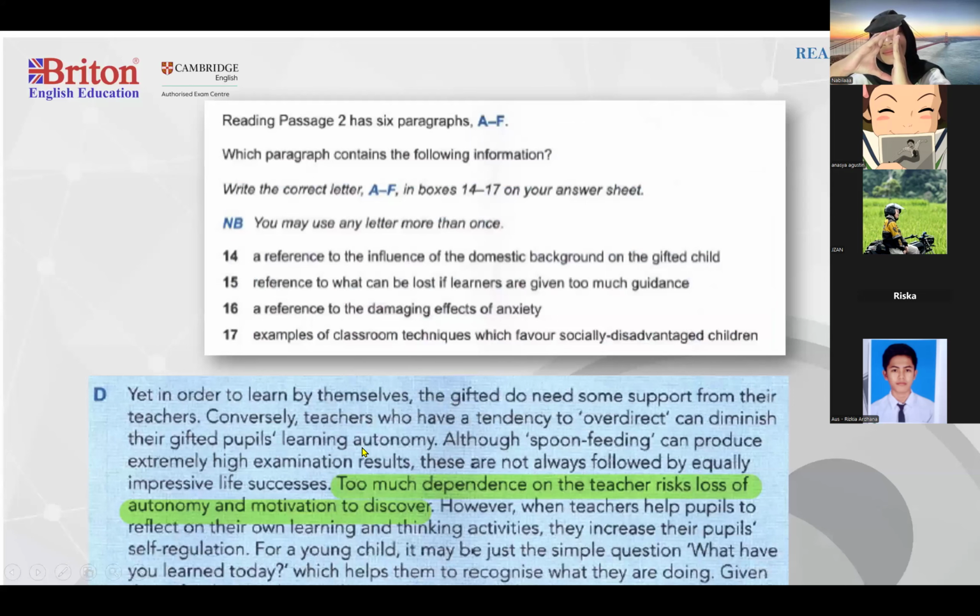D. So there are many parts that explain that. There is this part, and there's also this part. Too much dependence on the teacher, risk, loss of autonomy, and motivation to discover. Terlalu banyak ketergantungan pada guru dapat mengakibatkan kehilangan otonomi dan motivasi. The answer is D. Okay, that's how you use triple S. Choose keywords, find the keywords, and then skim the part.